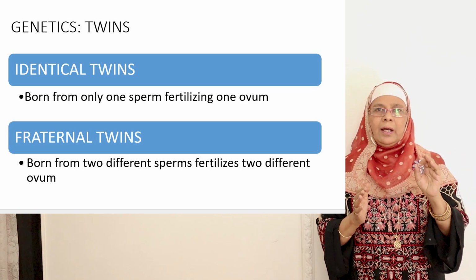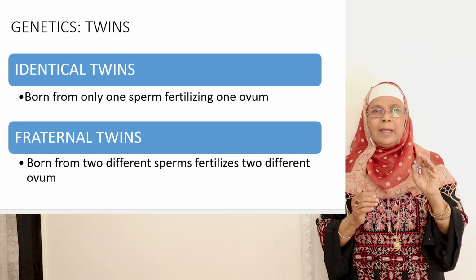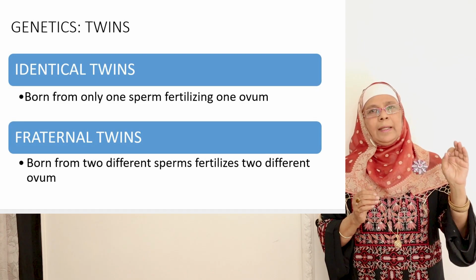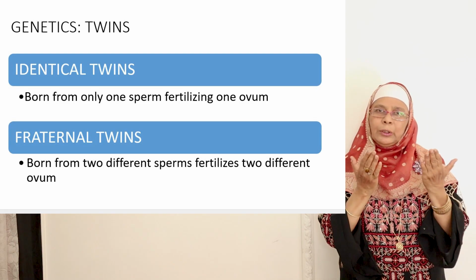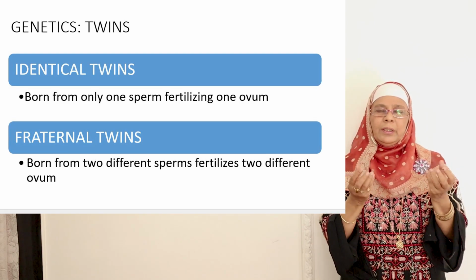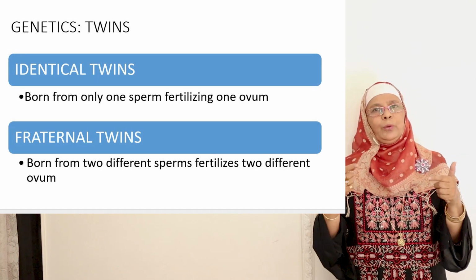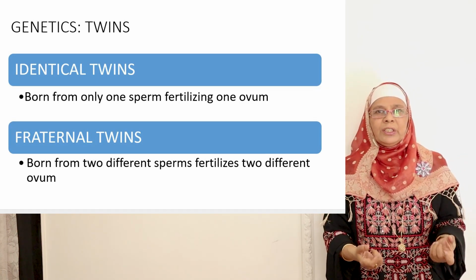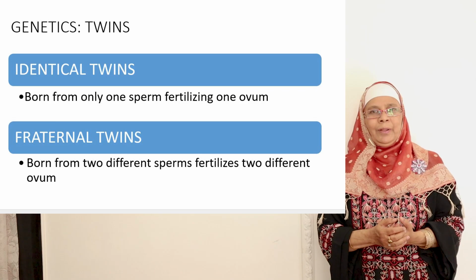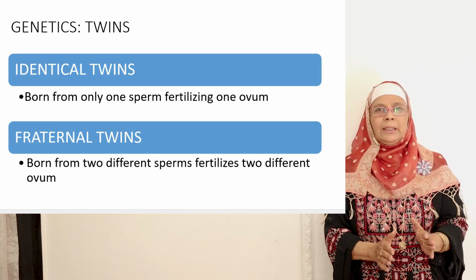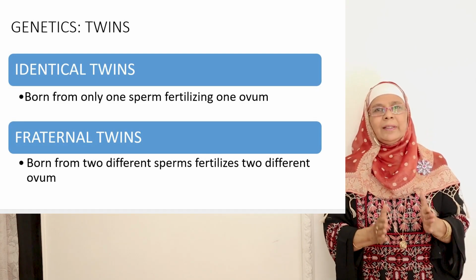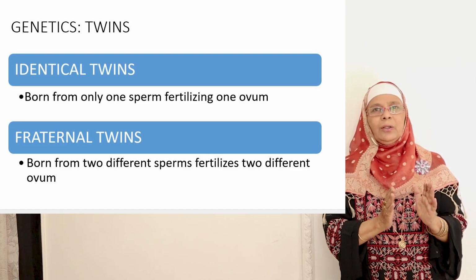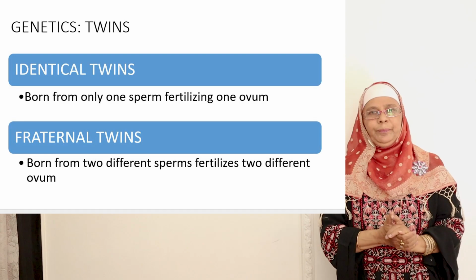If one is a boy, the other has to be a boy, because they are coming from the same sperm and same ovum, but it splits into two, and two different multiplications of cells are going on. Therefore, two different individuals are born. That's why they are called identical. They look alike. They have all the same hereditary characteristics. That's why they are known as identical twins.